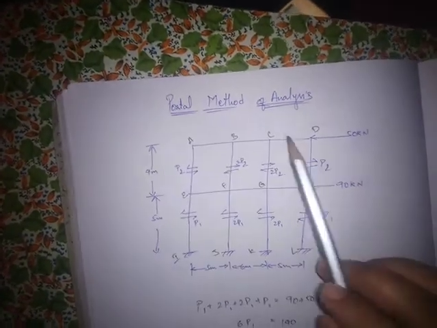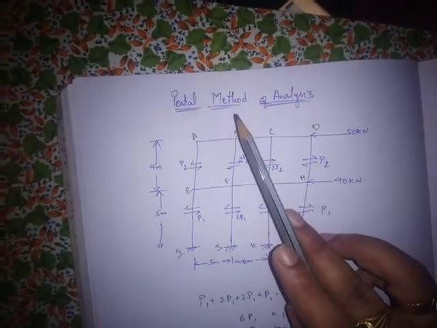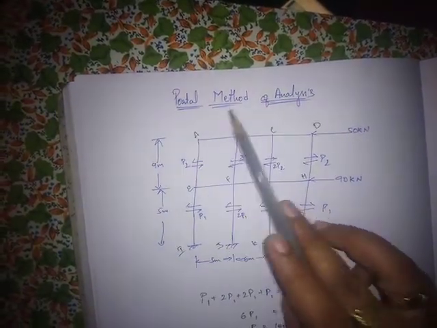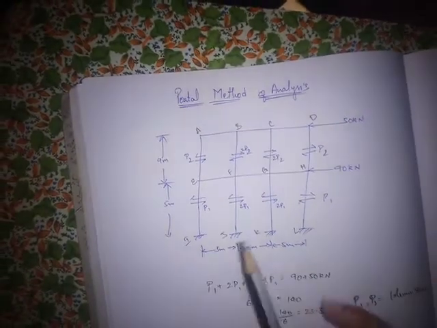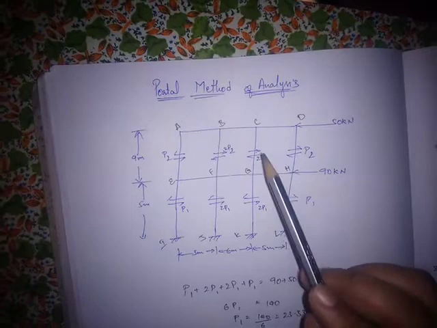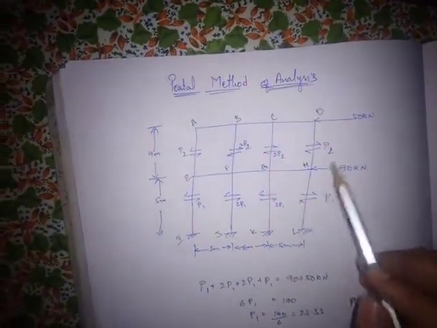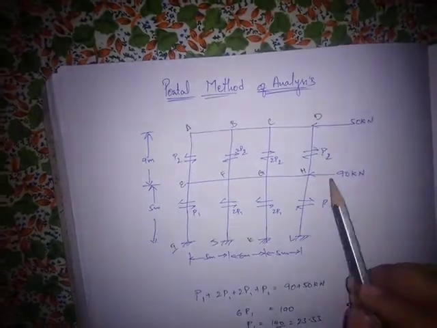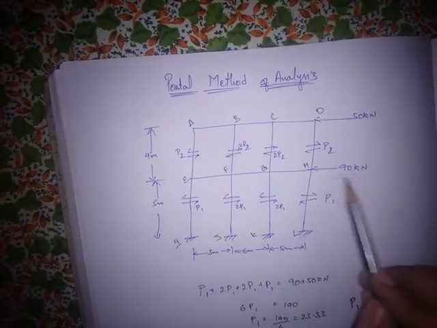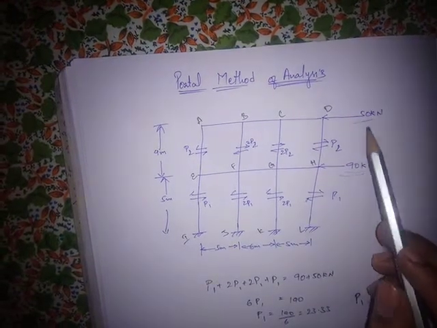For dealing with horizontal loads we have three methods of analysis: the portal method, the cantilever method and the factor method. Now we are dealing with the portal method of analysis. This is a multi-bay, two-story building frame. At one story we have 90 kilonewtons and at the other story we have 50 kilonewtons.